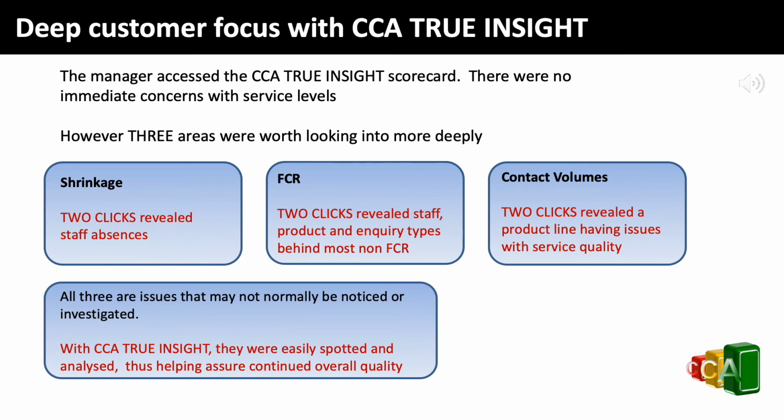In the case of shrinkage, 2 clicks revealed staff absences. In the case of first call resolution, 2 clicks revealed staff, product and inquiry types behind most non-first call resolution. And with 2 more clicks, contact volumes revealed a product line having issues with service quality. All 3 were issues that may not normally be noticed or investigated at all, but with CCA True Insight, they were easily spotted and analysed, thus helping assure continued overall service quality.